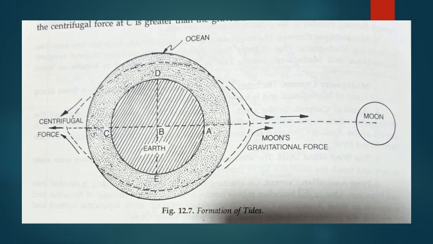At point D and at point E, there are low tides. So the water starts receding from these points, from D it starts moving towards C, towards A. From E also, the water starts receding towards A. So this is how the tide formation takes place.